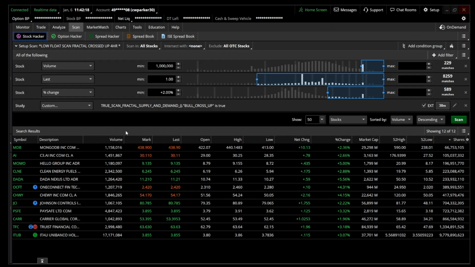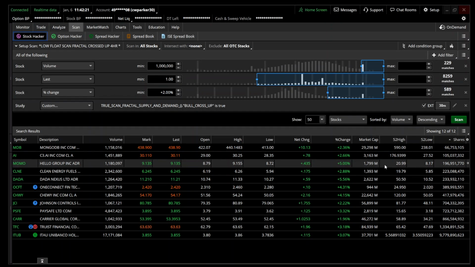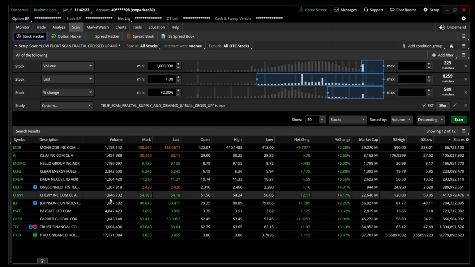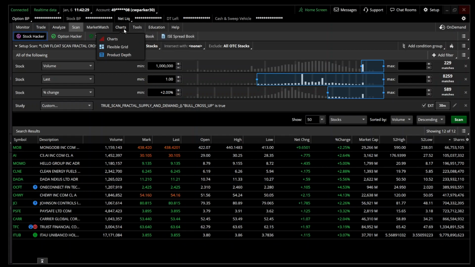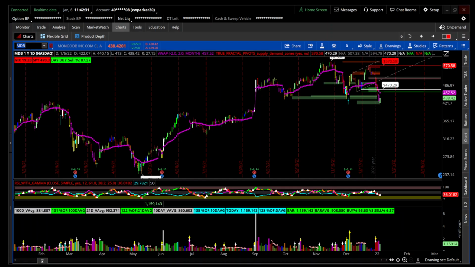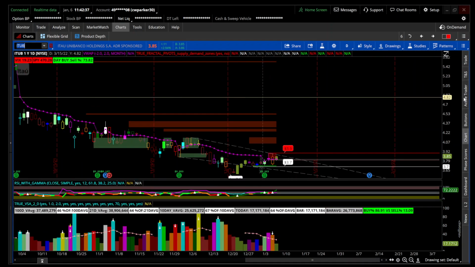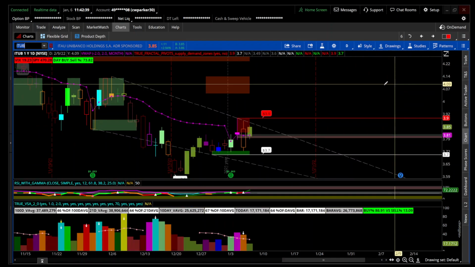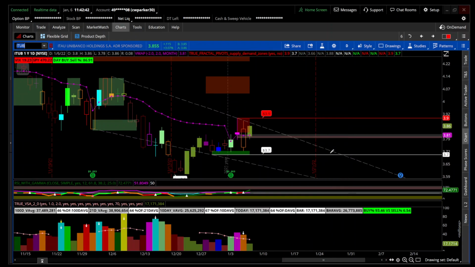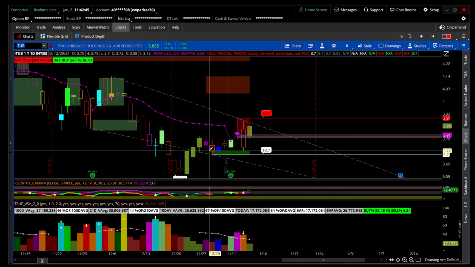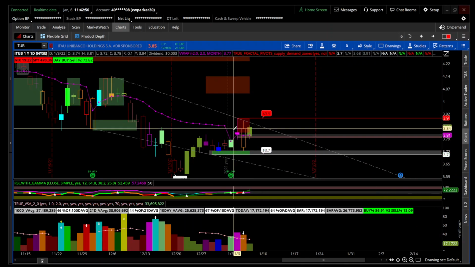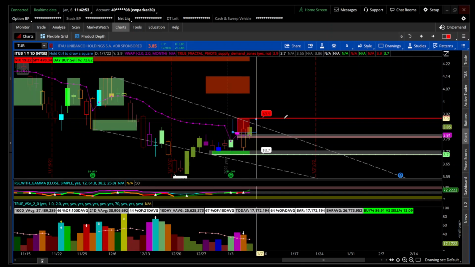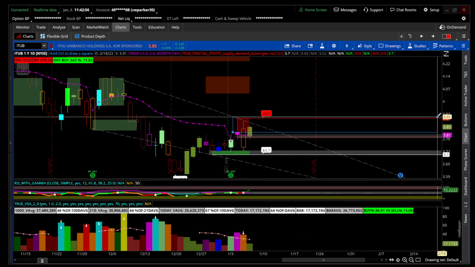So let's run back to the scan. Let's find something with a higher volume. ITUB has 17 million. ITUB. So this is the stock on a daily, and what we can do is draw out those supply and demand zones. This is a demand zone. This will be the supply zone, which the stock is currently in and trying to break above.